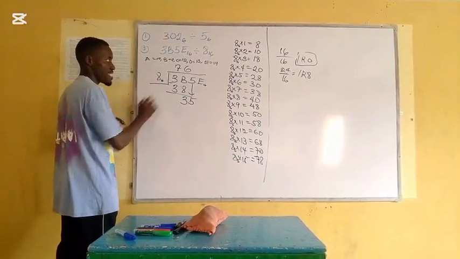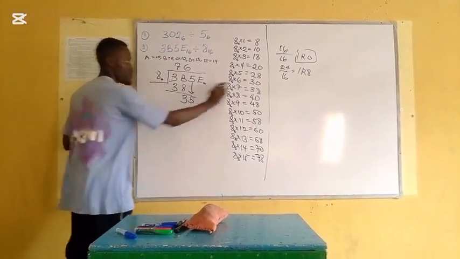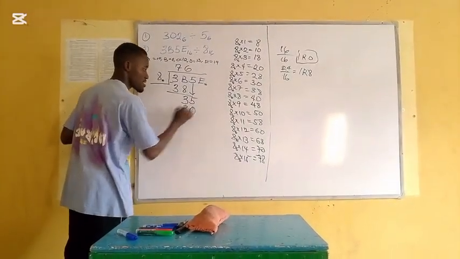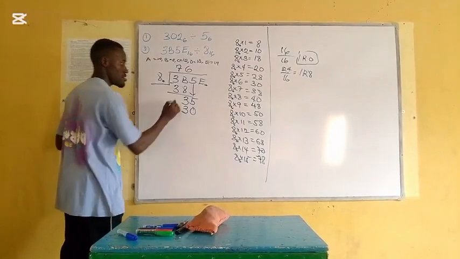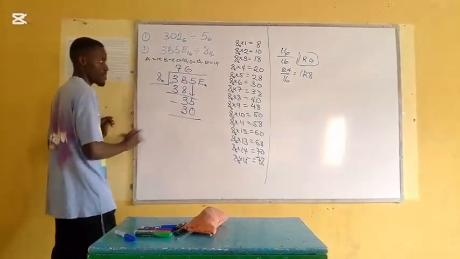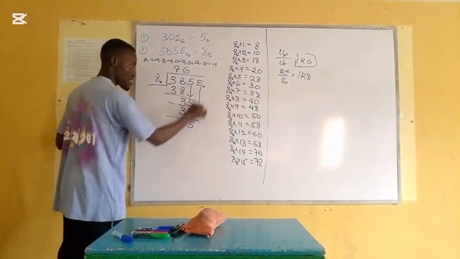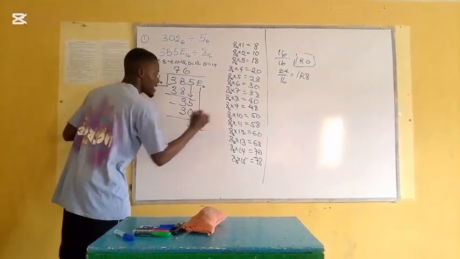I'm going to multiply again. 6 times 8 will still give me the same 30. So I have what here? 3 and 0. I subtract again. 5 minus 0 is what? 5. And I bring down my what? My E.